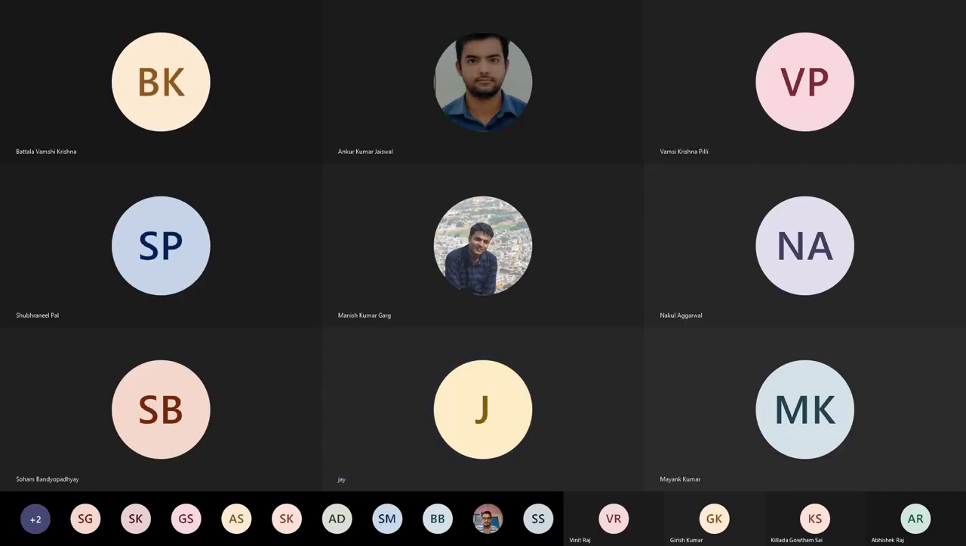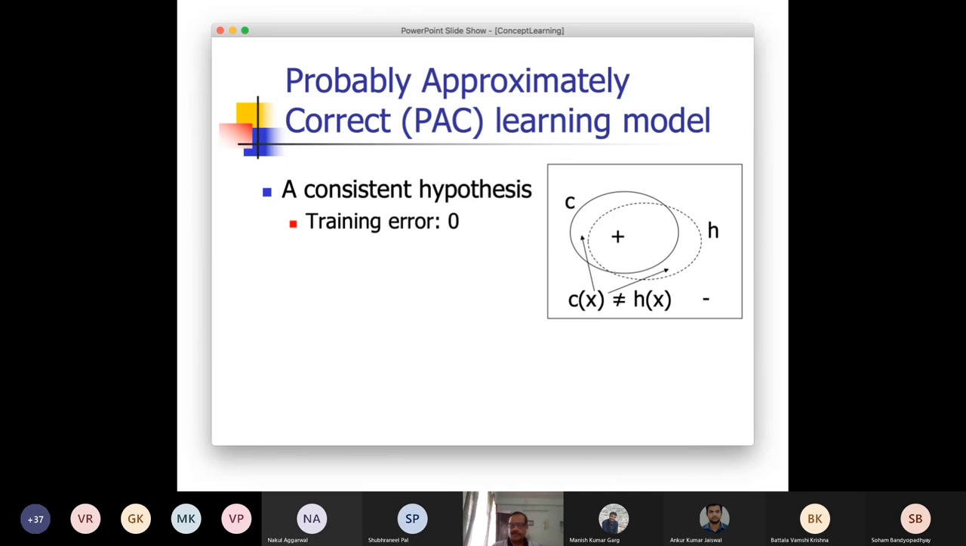Computational learning theory, and with the examples of concept learning, we can understand some of the basic issues involved in this particular framework. One characterization of a learning model is the probably approximately correct learning model. You may have your label data error free. That means if you have a consistent hypothesis, your training error will also be zero.